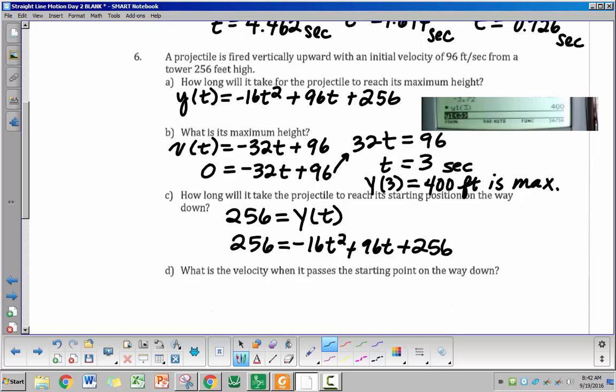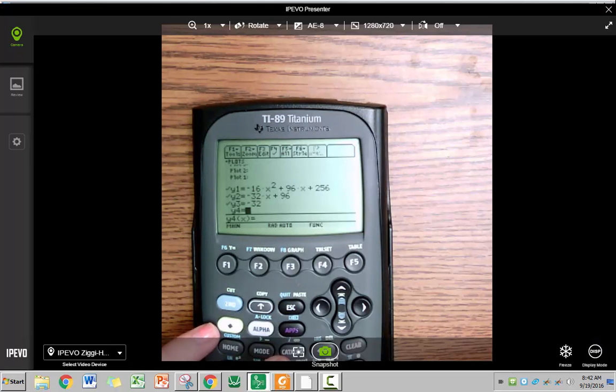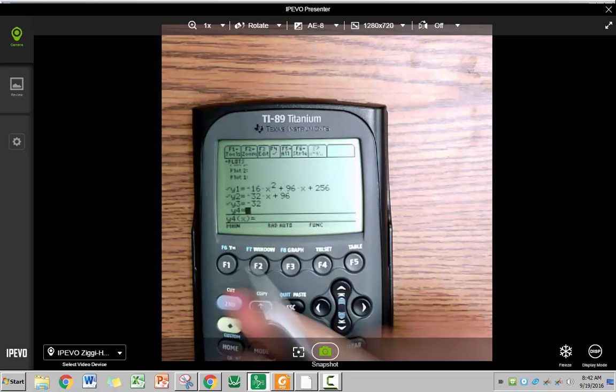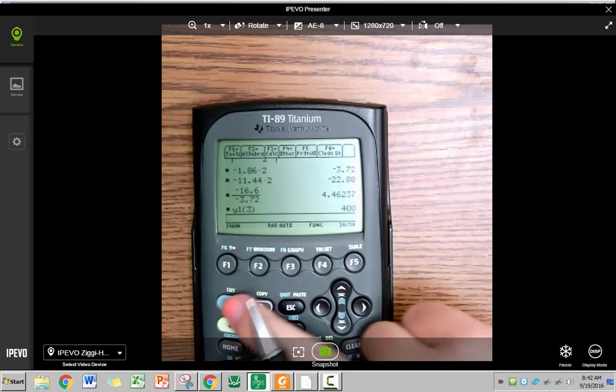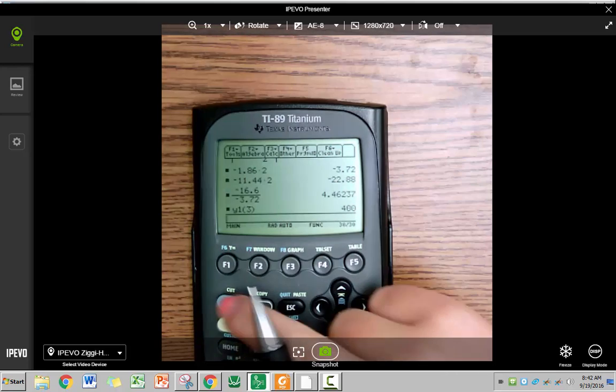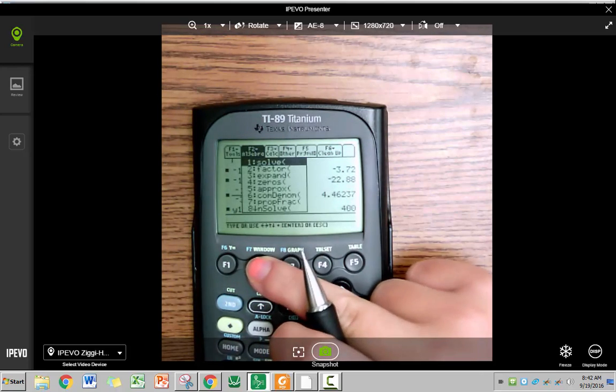Is there a way to do that on the calculator? Yes, so let's go back. Skylar, what we're going to do is solve. Okay, second, quit. Or go home. Go home, yeah, I'm sorry. Clear. And we're going to F2, solve. Wait, F2? Yeah, isn't that where the solve is? Yeah.